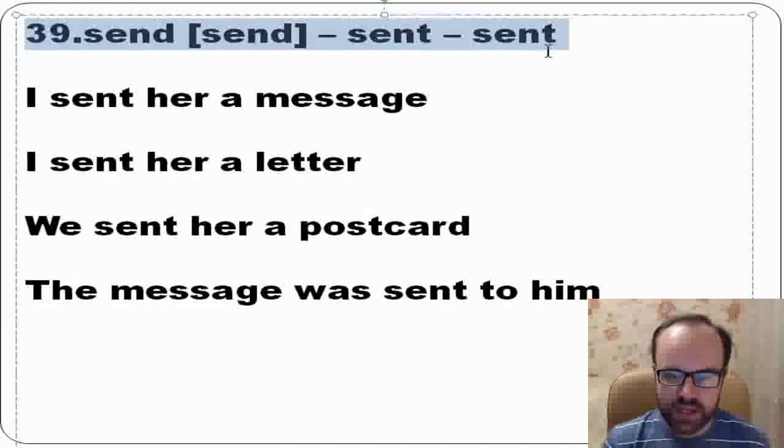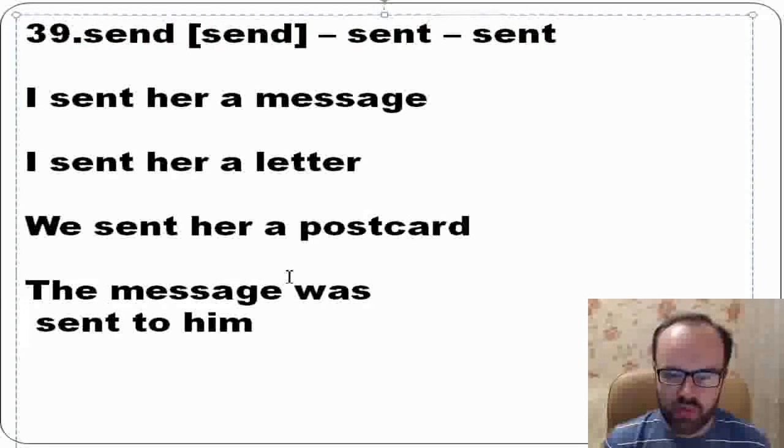Send, sent, sent. I sent her a message. I sent her a letter. We sent her a postcard. The message was sent to him. Was plus past participle, right? So was plus past participle, it's sent. Was sent.